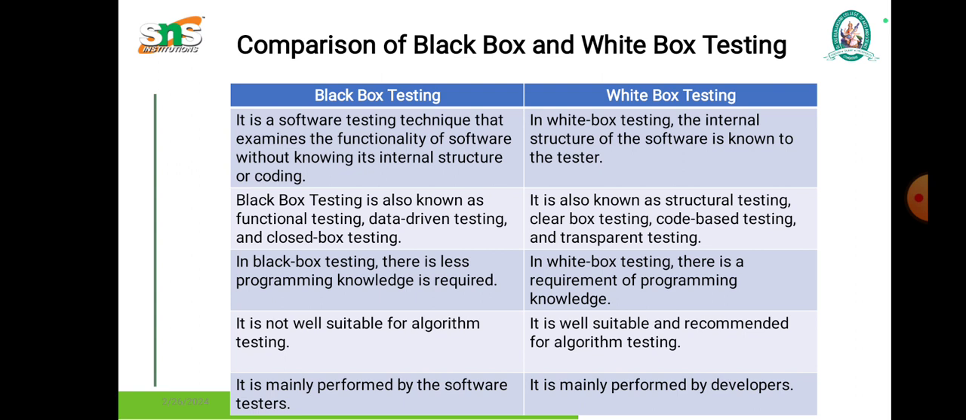The main point is that in black box testing, the software is tested without knowing its internal structure or coding. So it is not necessary to know the internal structure or coding. But in white box testing, it is necessary to know the internal structure of the software. This is a very important point in black box and white box testing.